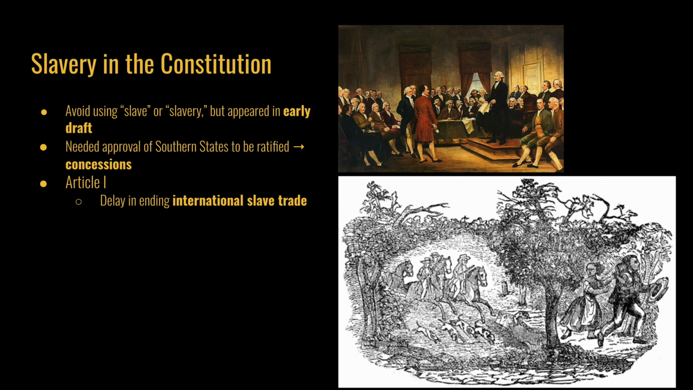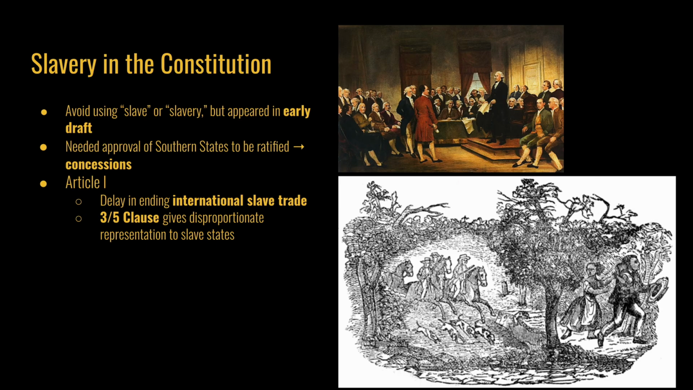The second part in Article 1 is a 3/5 clause, a result of the 3/5 Compromise during the Constitutional Convention. It governs the representation of states in the House of Representatives and allocates electoral votes in the Electoral College. This clause states that enslaved people are to be counted as 3/5 of a person for determining a state's representation in Congress. James Madison, often called the father of the Constitution, played a crucial role in drafting these compromises to appease both northern and southern states.